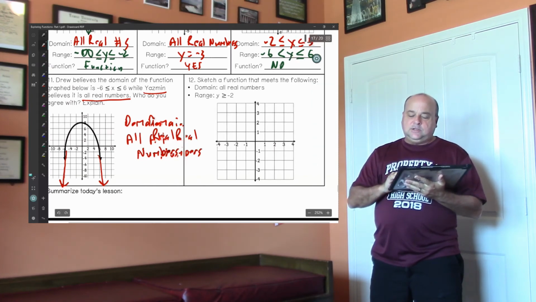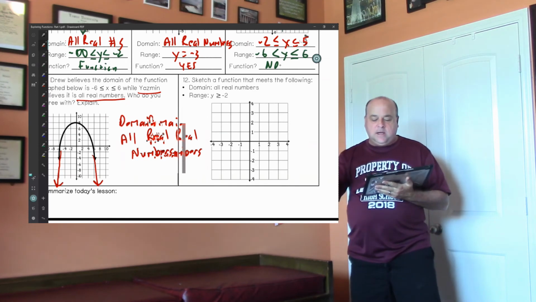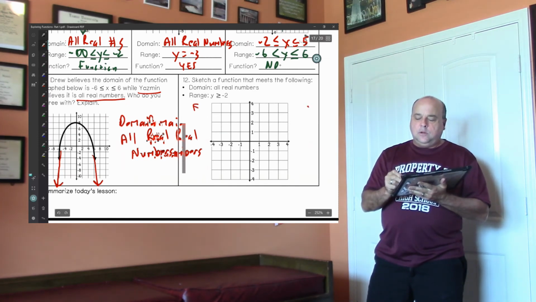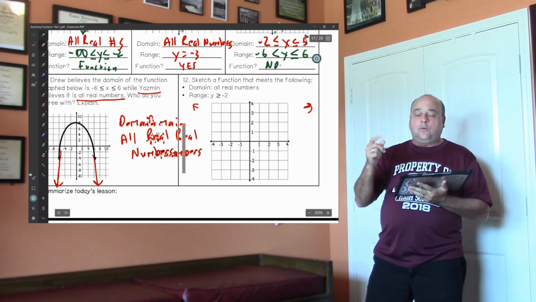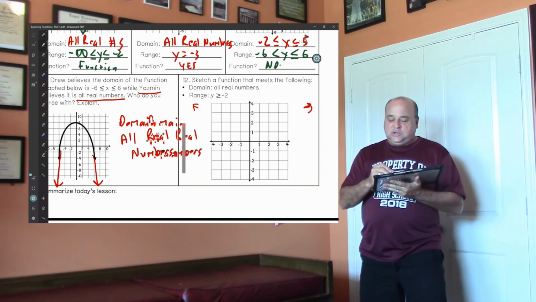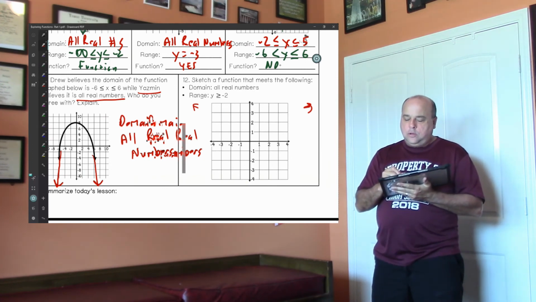And then lastly, let's go over here. Sketch a graph that meets the following. The domain is all real numbers. That means we're going to go like this, right? We're going to have 2 arrow tips. And the range has to be greater than negative 2.